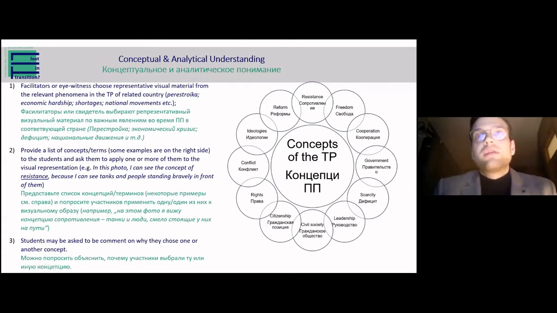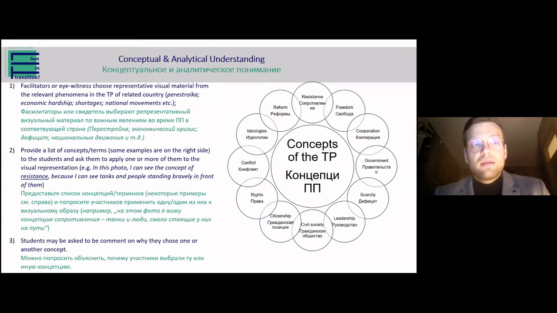Wonderful. So on the left side, it will be a description that I will go through. On the right side, you can see just example concepts of the transition period. These are broad concepts, and I will later on justify why we use them. And these are for, again, conceptual and analytical understanding. So facilitators, that are you or eyewitness, choose representative visual material from the relevant phenomena in the transition period of a related country. So the beginning is very similar to what we did before, but either perestroika, economic hardship, national movements, the Velvet Revolution, or the Baltic Way, so depending on the topic you are studying.